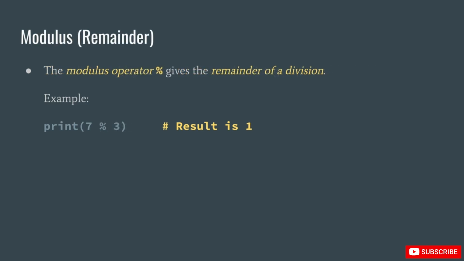The modulus gives you the remainder after dividing two numbers. So if you divide 7 by 3, the modulus will give you the remainder, which is 1. This is useful when you need to know what's left after division.